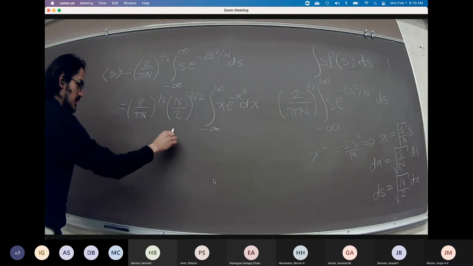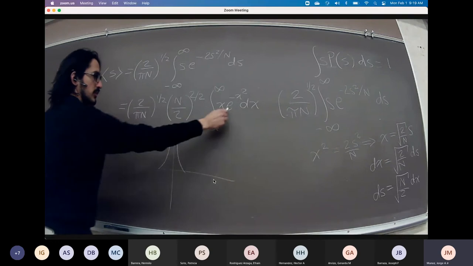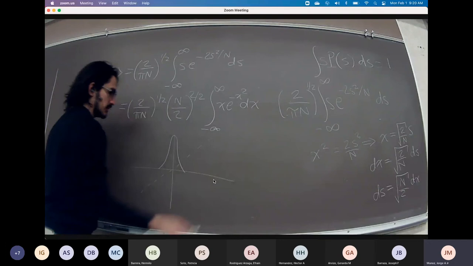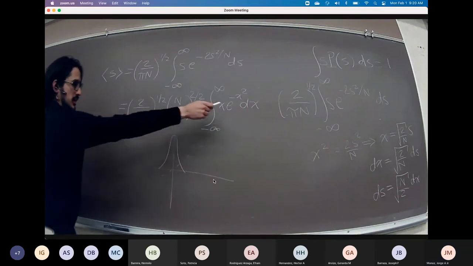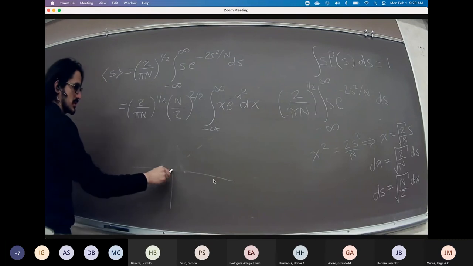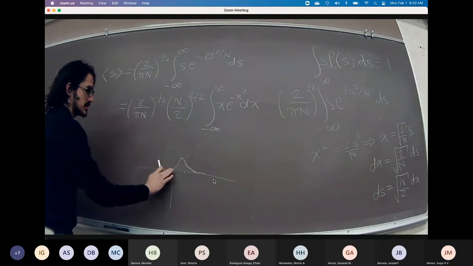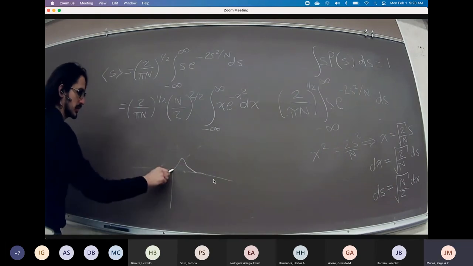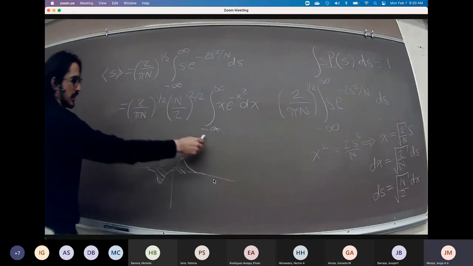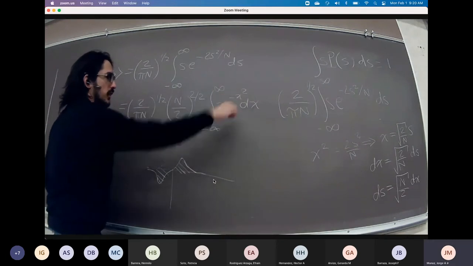You have your distribution, so the e to the negative x squared, and then you multiply it times this, just a straight line. So this is going to look maybe a little bit like that. And then on the other side, it's going to look exactly the opposite. So the area under the curve is going to be equal to 0. So this is an odd function.